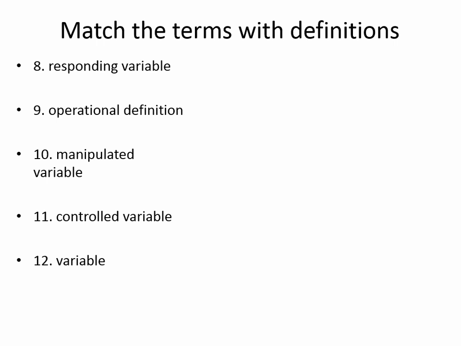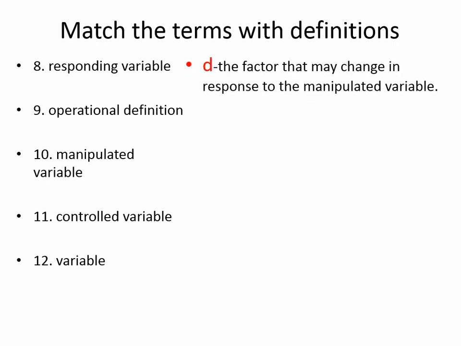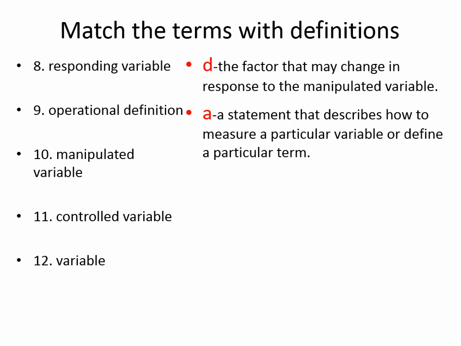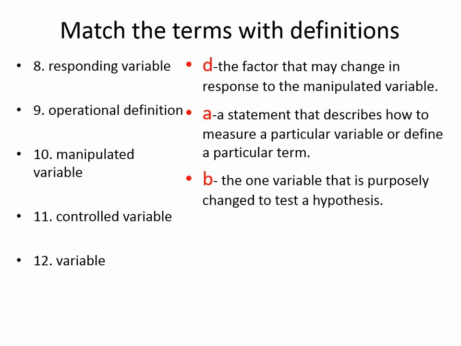For number 7, matching the terms with definitions. The definition to 8, responding variable, is D, the factor that may change in response to the manipulated variable. Number 9, operational definition would be A, a statement that describes how to measure a particular variable or define a particular term. Number 10, manipulated variable, is B, the one variable that is purposely changed to test a hypothesis.